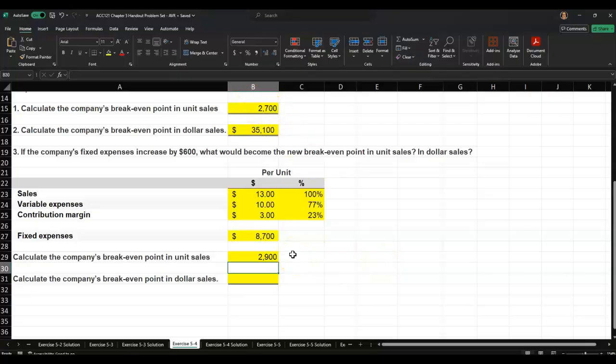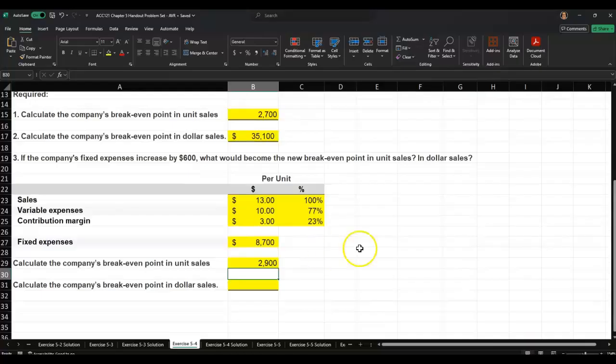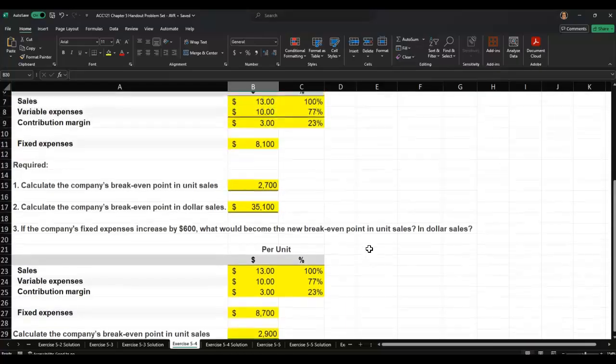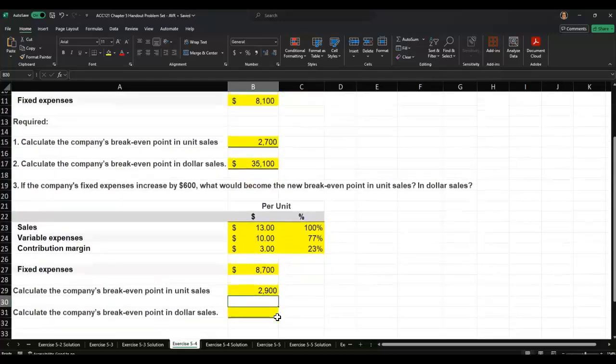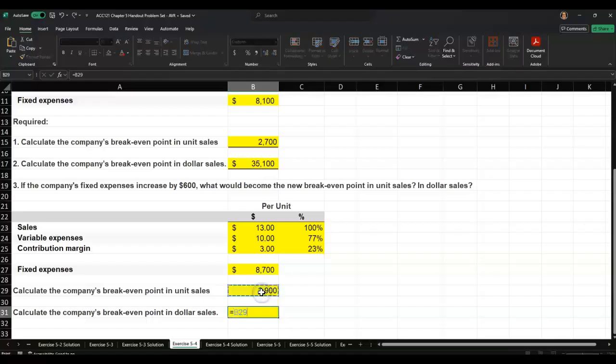So don't miss this. Don't make it into a math problem. Stop and think about what just happened there. We increased our fixed cost by $600, which means we've got to increase our sales units from 2,700 to 2,900. If we think that we can do that, then okay, we might be in good shape. So then 2,900 times 13, there is our 3,770 for our break-even point in sales dollars.